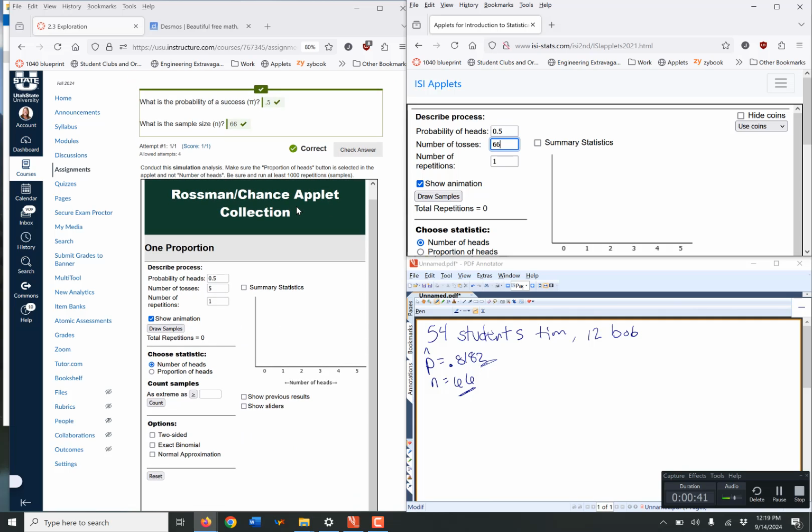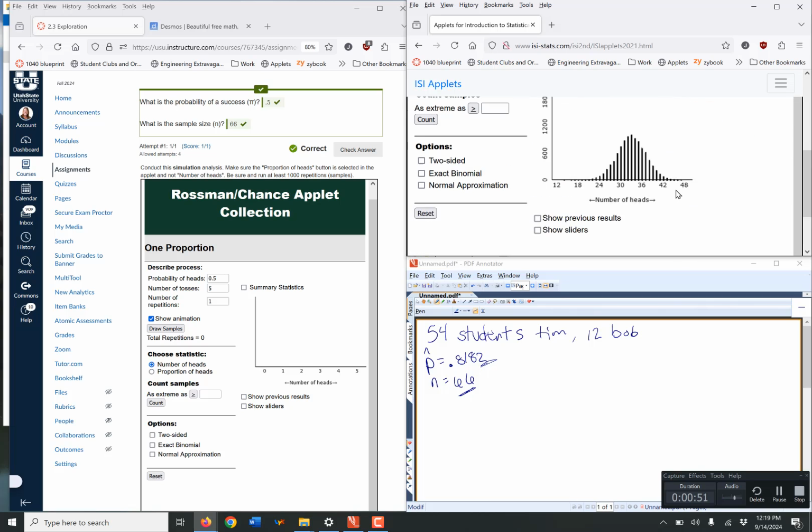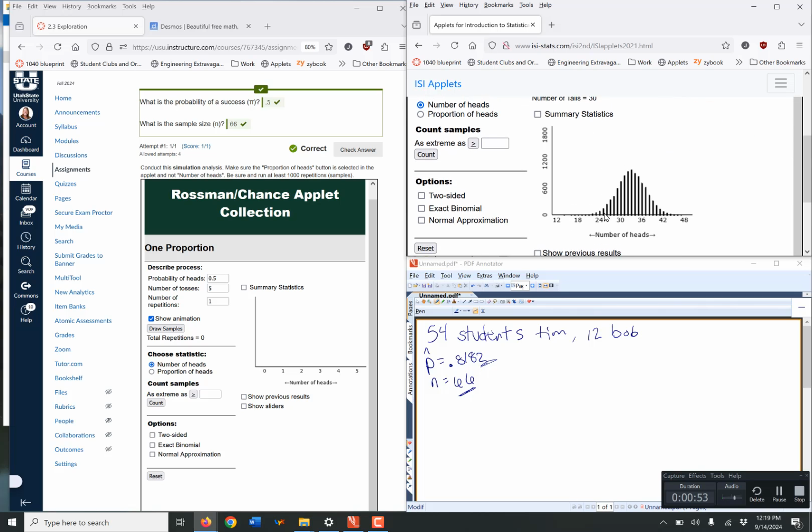Now we're going to actually do the simulation. It said we want to do at least 1,000. I like to do 10,000, just makes me feel happier. And I can click draw samples. Here it gives me the different values of the number of heads, or the number of people that would have said Tim if they were just randomly guessing. So here are my different possible values.